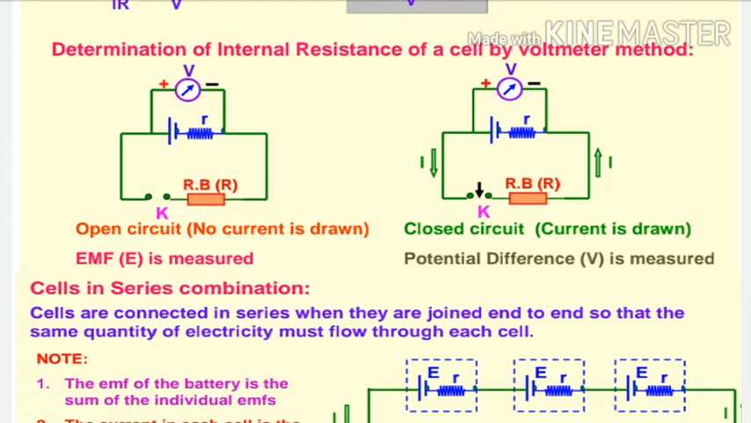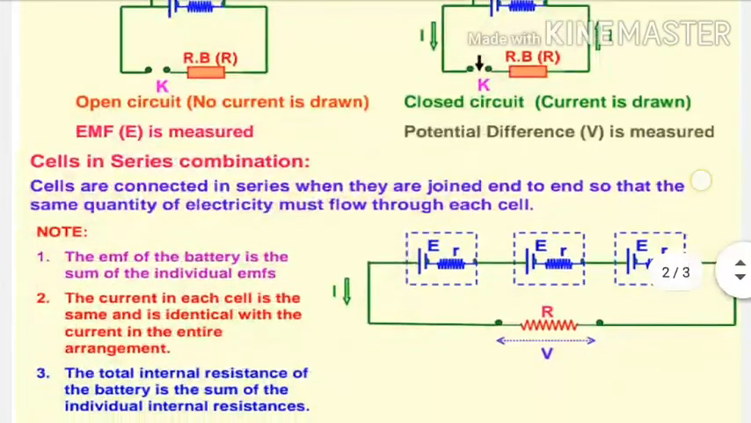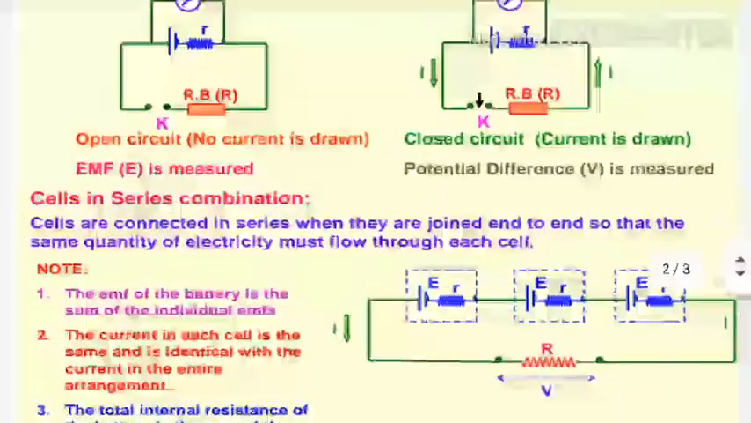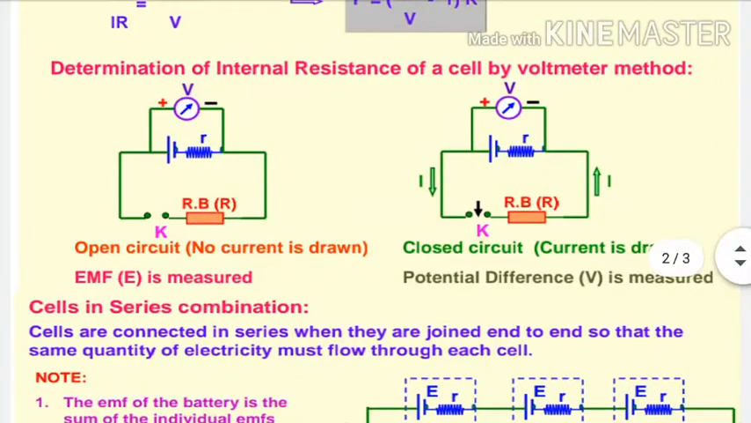Now EMF is measured and potential difference V is measured. If the circuit is open, then the EMF of the cell is measured, and if the circuit is closed, then the potential difference provided by the cell is measured. So with the help of this, we can easily find the value of the internal resistance of a given cell.